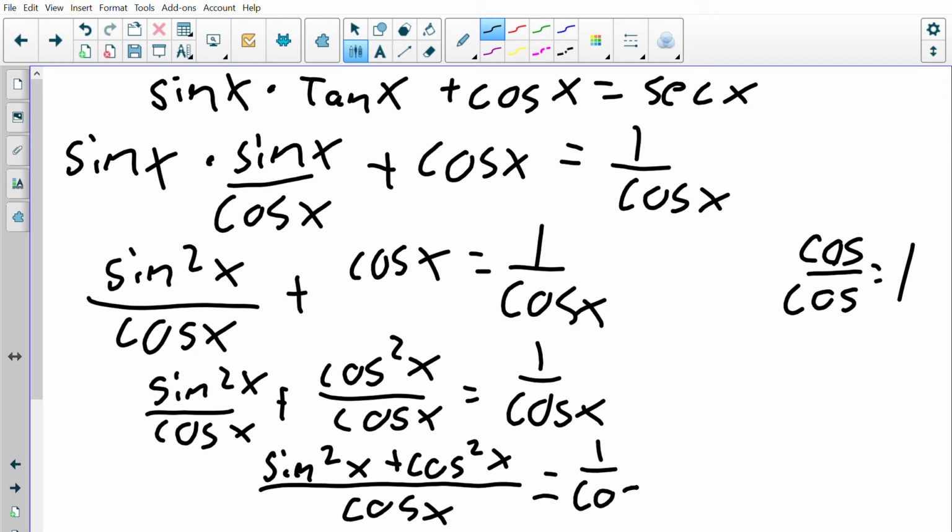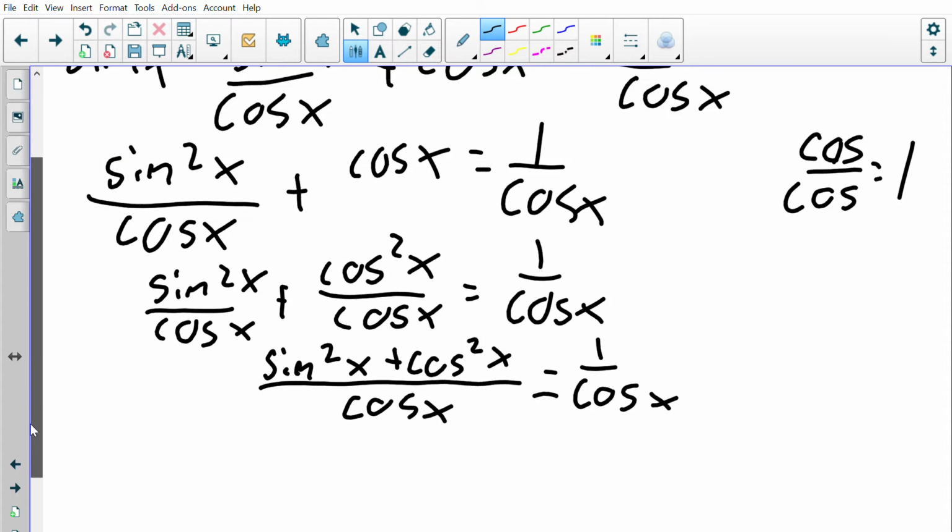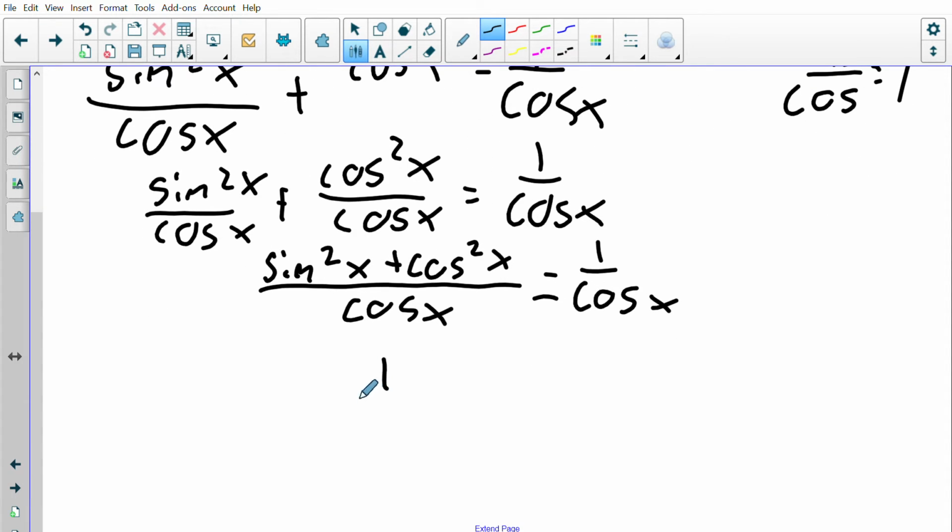And then our identity says sine squared over cosine squared is 1. So that gives me 1 over cosine of x, which is what I had on the other side. So these equal each other, so that is true.